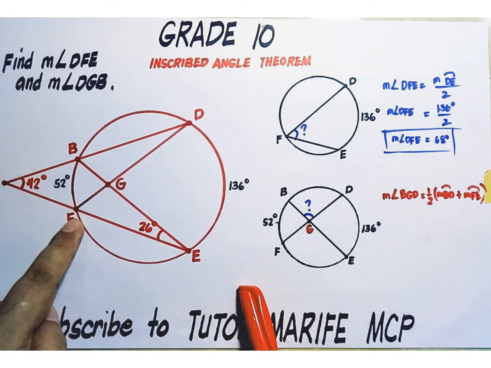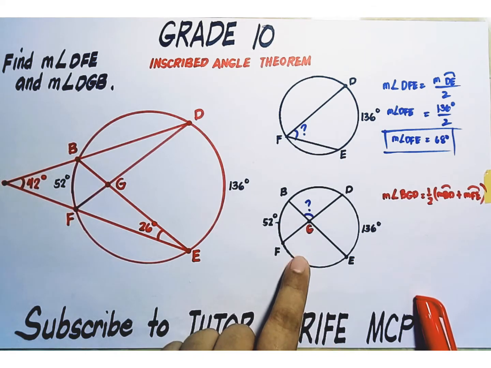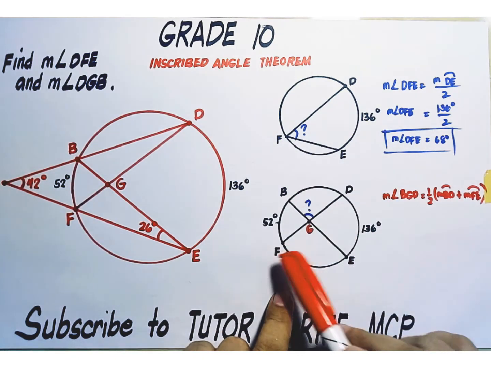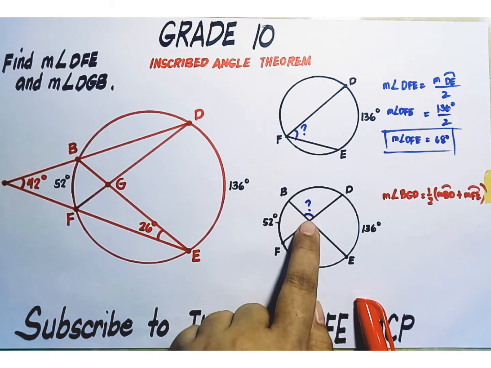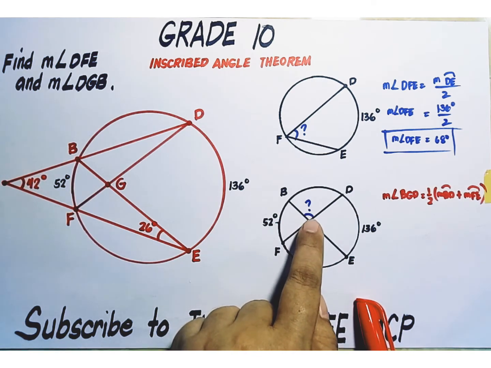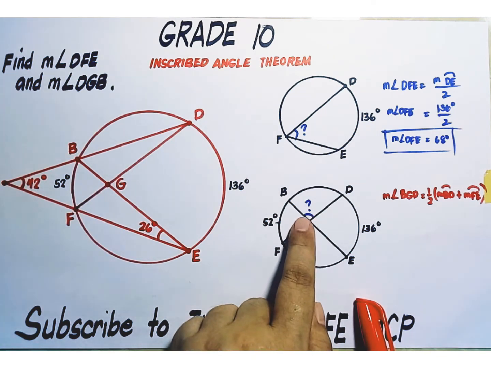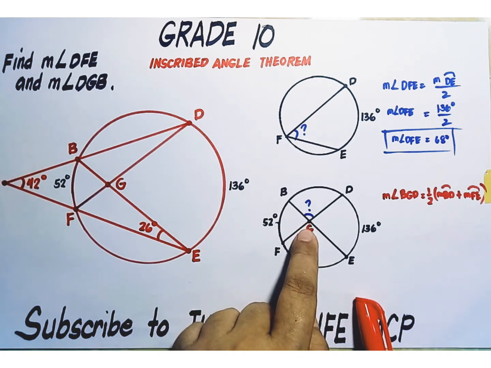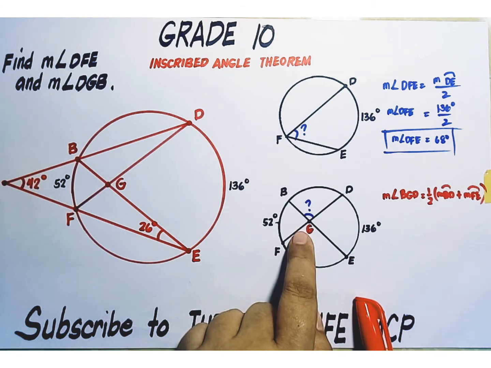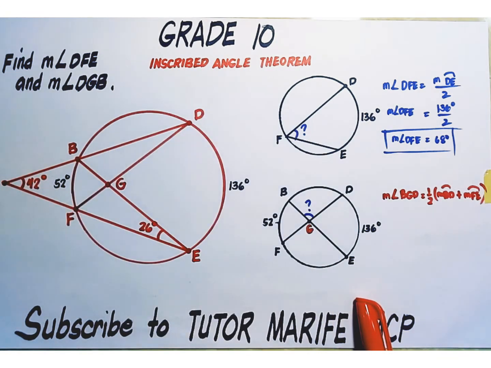Let's draw the intersecting chords separately. Refer to this figure. Chords BE and DF intersect at point G. This is angle BGD. We need to look for the measure of angle BGD. How are we going to solve for the measure of an inscribed angle whose vertex is inside a circle? We are going to apply the interior case of inscribed angle theorem.